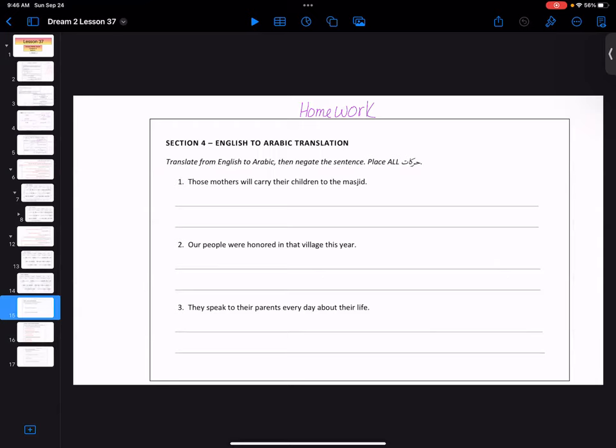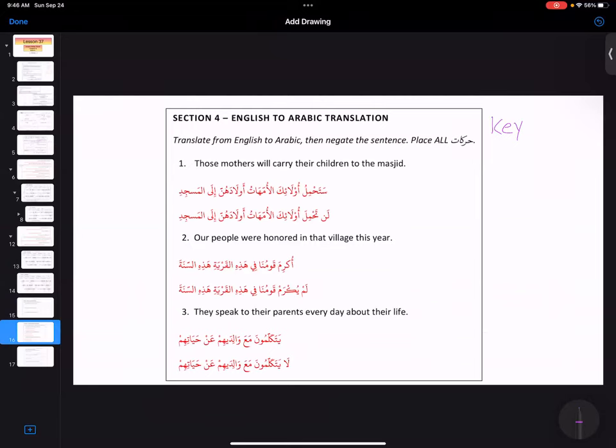Those mothers will carry their children to the masjid. So is that a jumla ismiya or fi'liya? Fi'liya. Will carry, fi'liya. So they will carry. Basically, this is the fa'il over here. So we are going to translate that first. Hamala, right? From hamala, and we need mudari'. Yahmilu. And then it is saying will carry, right? So they add seen as well.